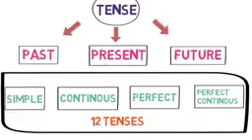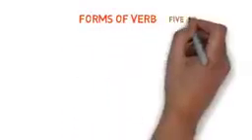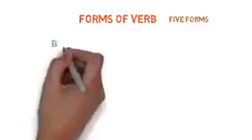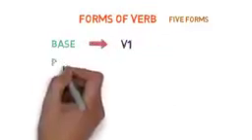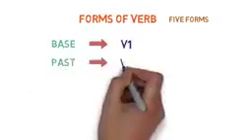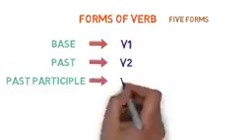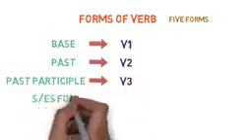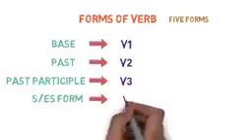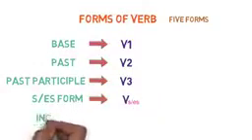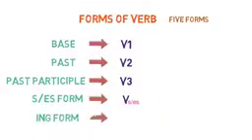Before that, we need to revise the forms of verbs. Verbs are mainly divided into 5 forms, which are: base form, we will denote it as V1; past form, we will denote it as V2; past participle, we will denote it as V3; S/ES form, we will denote it as V S/ES; and ING form, we will denote it as V-ING.